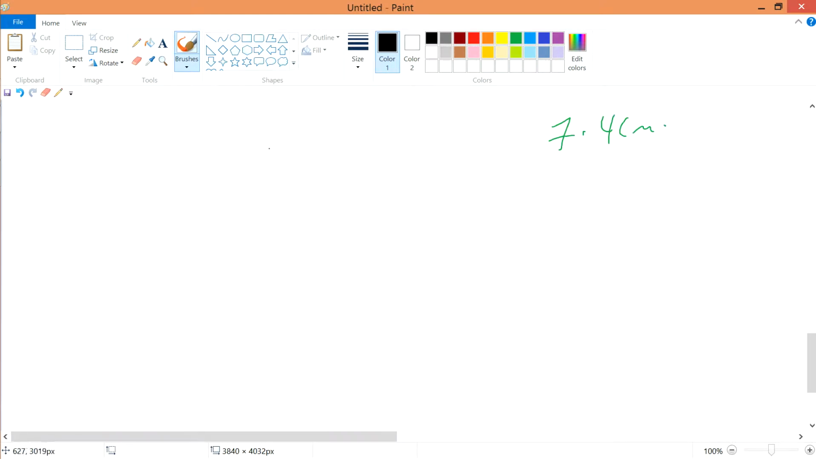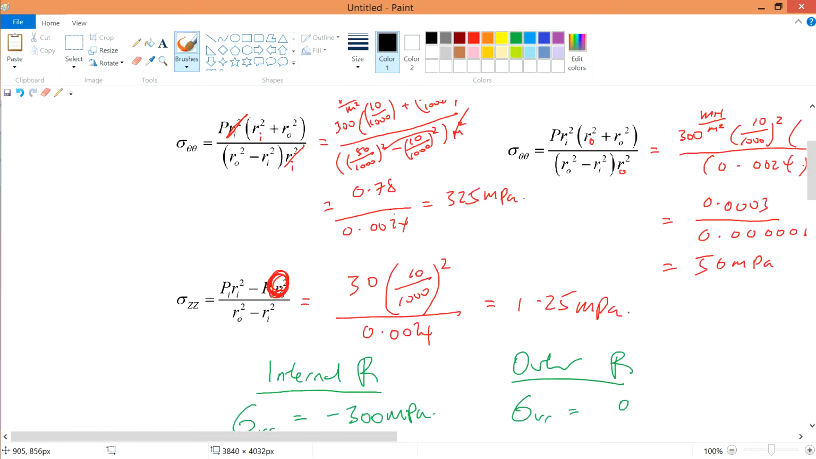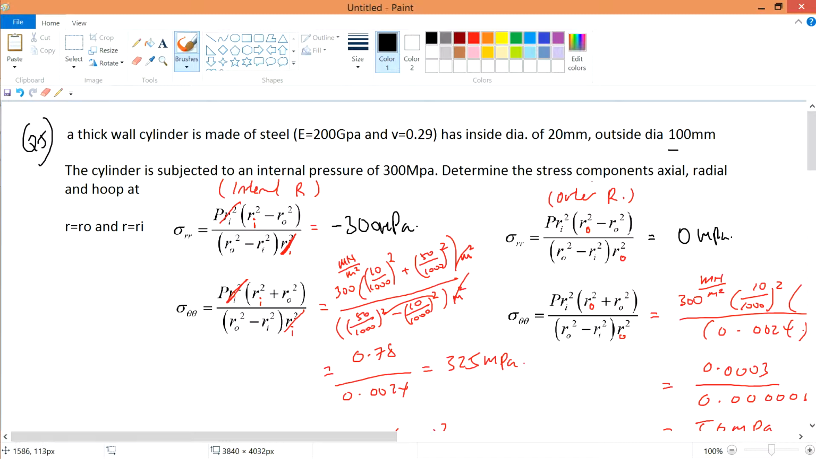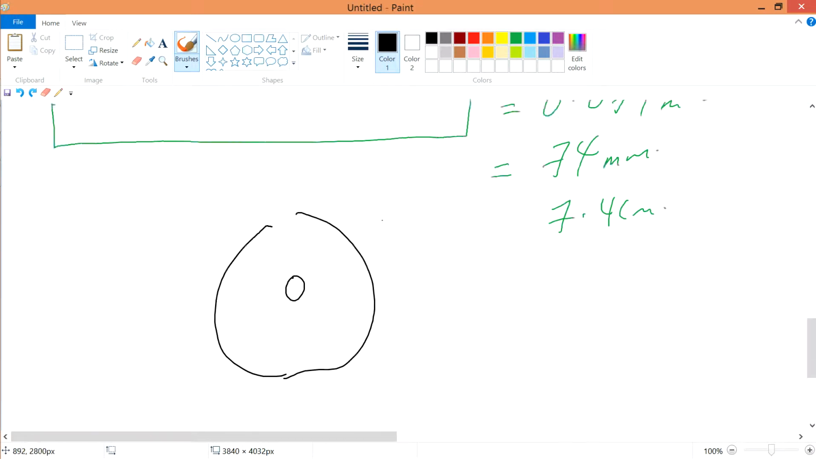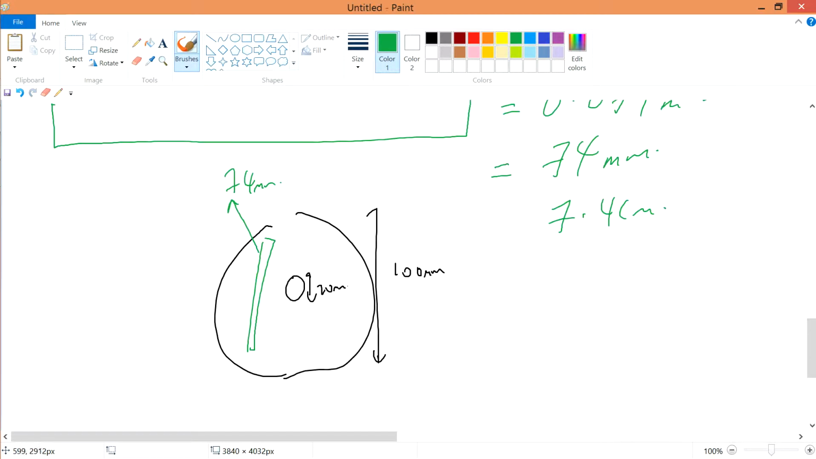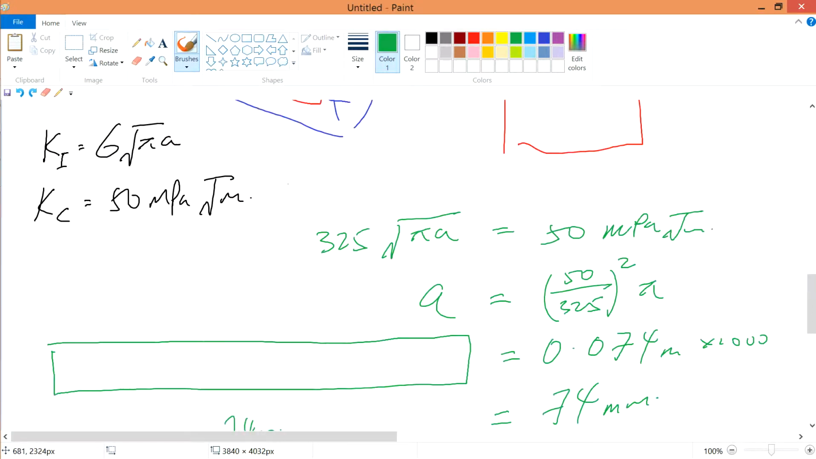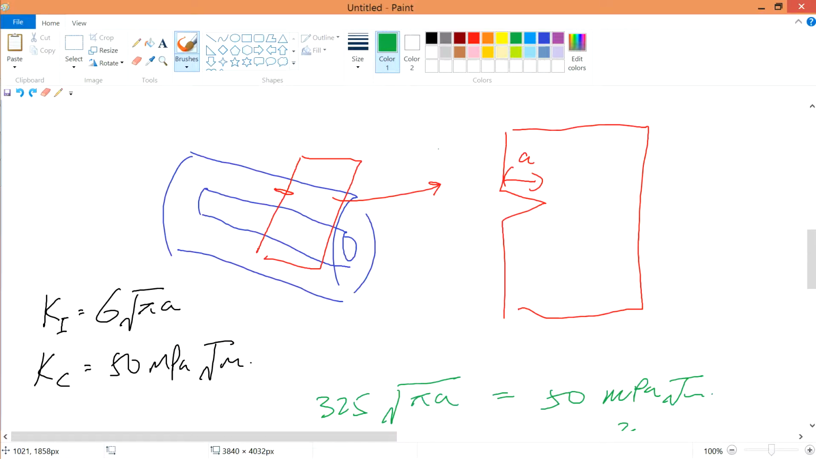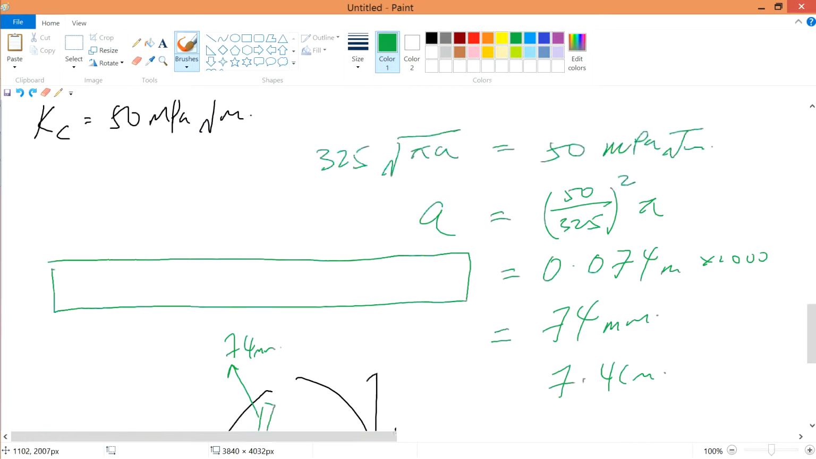So definitely something is wrong, because we have a 100 millimeter outer radius, I mean 200 millimeter outer diameter, and 20 millimeter interior diameter. So this is 100, and you can have a crack length of 74 millimeter? Okay, I don't know. But anyway, this is the calculation. If I have something wrong, at least the concept is there.